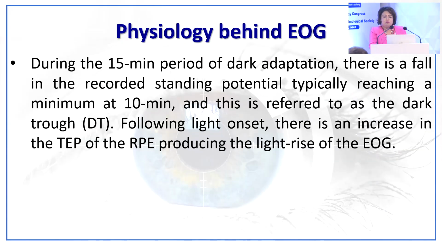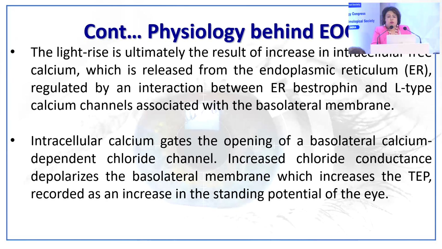Physiology: there are 15 minutes of dark adaptation. There is a fall in the recorded standing potential, typically reaching a minimum at 10 minutes. This is referred to as the dark trough, DT. Following light onset, there is an increase in the TEP of the RPE, producing the light rise of the EOG. This is the physiology. The light rise is ultimately the result of... Should I discuss physiology or should I fast forward?